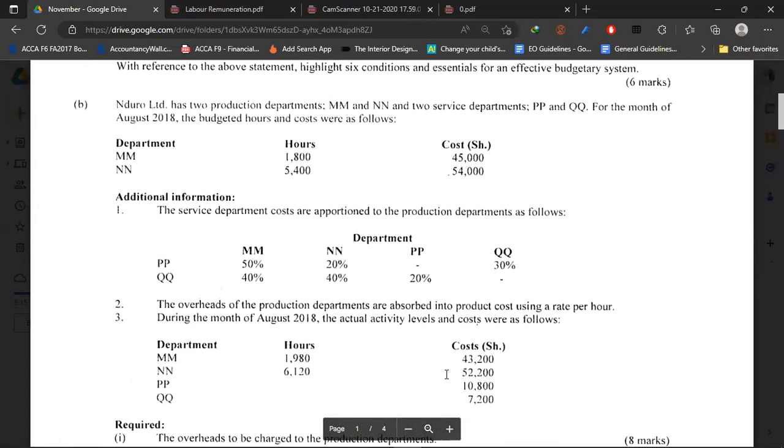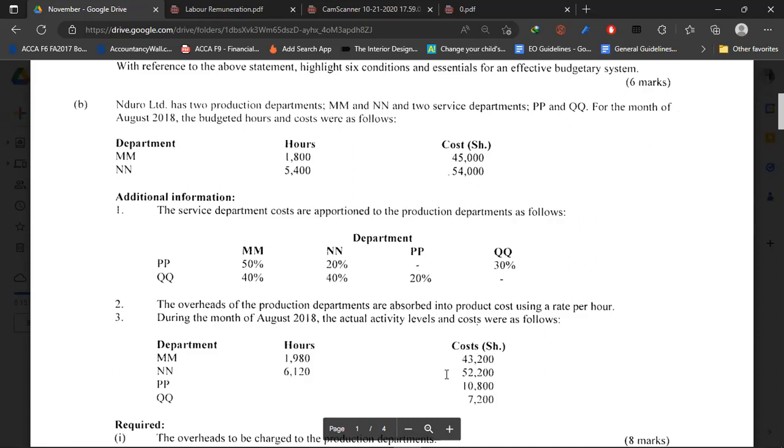Nduro Limited has 2 production departments, MM and NN, and 2 service departments, that is PP and QQ. For the month of August 2018, the budgeted hours and costs were as follows. In Department MM, we have 1,800 hours at a cost of 45,000. And in Department NN, we have 5,400 hours and cost 54,000.